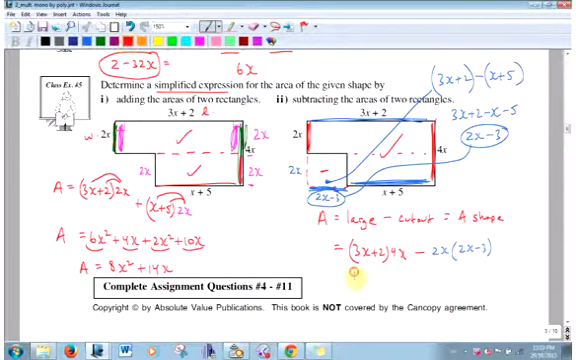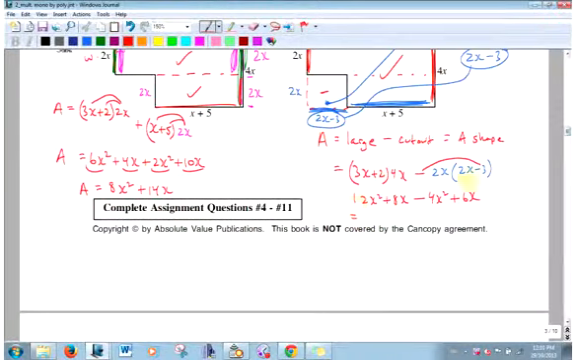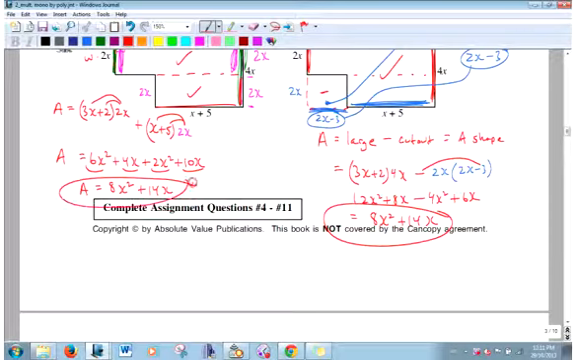Let's see what we get. 12x squared plus 8x minus 4x squared plus 6x. How many x squareds do I have? 12 take away 4 is 8x squared. And how many x's? 8 and 6 is 14. Have we seen this before? It better be the same area, right? It's the same piece.